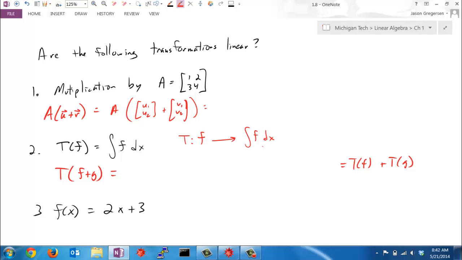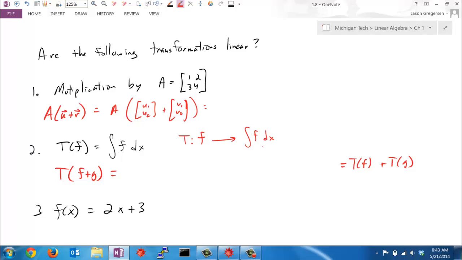Two f plus 2g. Okay, so my transformation is defined by this integral. Right? So f is my input, and essentially this is where I put the input. I'm taking some function, and after I hit it with the transformation, I'm integrating it. So if I put T of x squared, I'm putting x squared as my function. The transformation would integrate x squared.